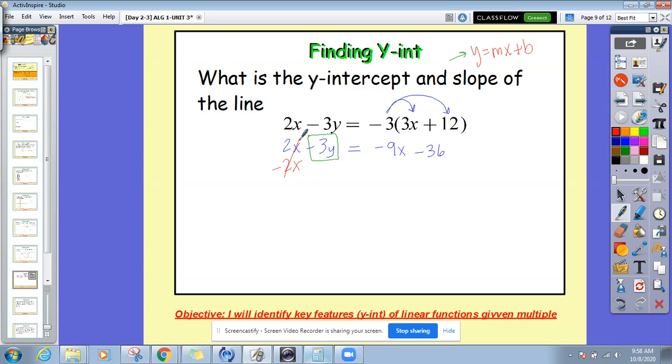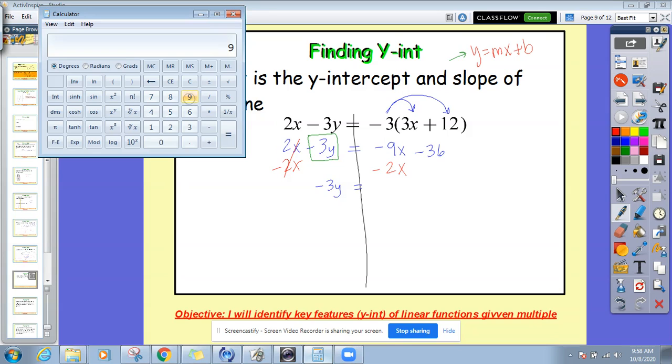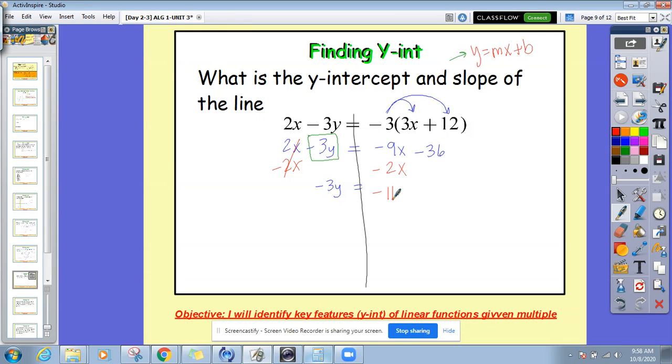That will cancel out. And then we could bring down what's left. So negative 3y is equal to, to keep it balanced, we have to do the same thing on the right-hand side. So subtract 2x. So I'm going to use my calculator there. Negative 9 minus 2 is just negative 11. We have negative 11x. And then we have minus 36.